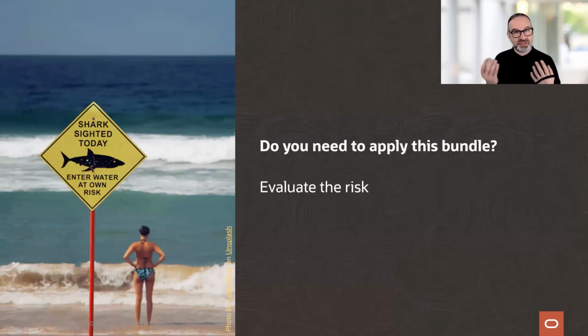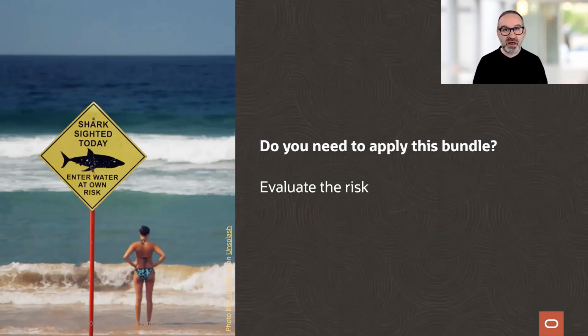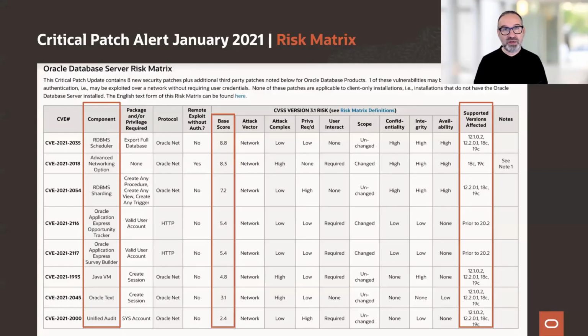And as a first evaluation, you can evaluate the risk. You can check how impacting the security issues fixed in this patch bundle are. And for that purpose, we deliver with each of the quarterly patch bundles a risk matrix. And the risk matrix is something a lot of our software vendors do as well.